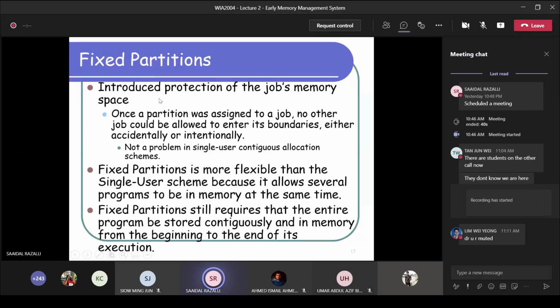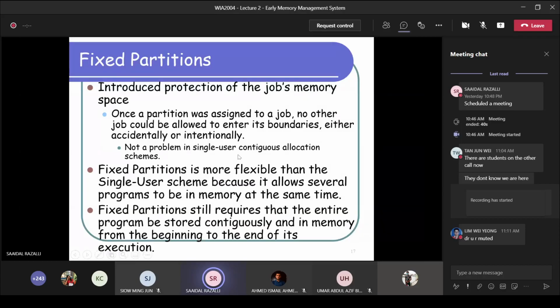Introduce protection of the job's memory space. Once a partition was assigned to a job, no other job could be allowed to enter its boundaries, either accidentally or intentionally. So we will go to the diagram example after this.